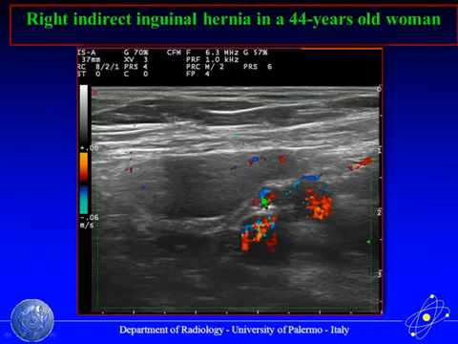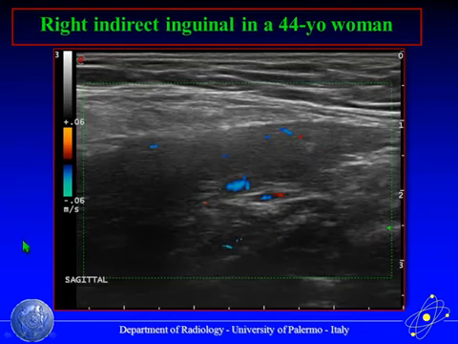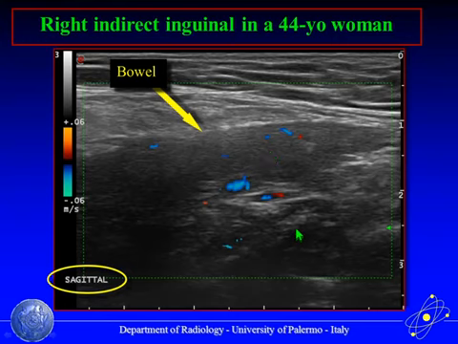And another case of right indirect inguinal hernia in a 44 years old woman. These are femoral vessels, inferior epigastric vessels, and lateral to these vessels we have a hernia, and with the color Doppler module we can see that we still have flow in the walls of the bowel, in the axial and in the sagittal plane, the same finding. So this is the bowel, and these colored spots are color flow within the wall.